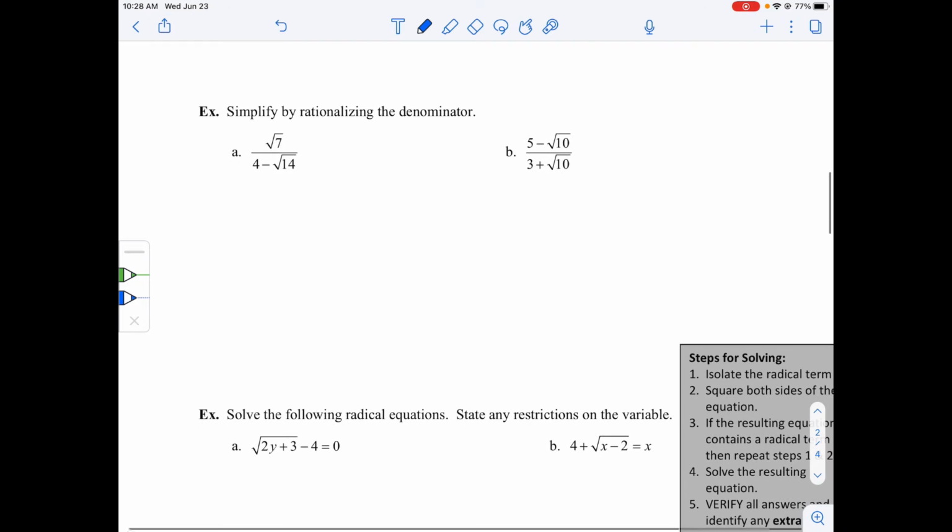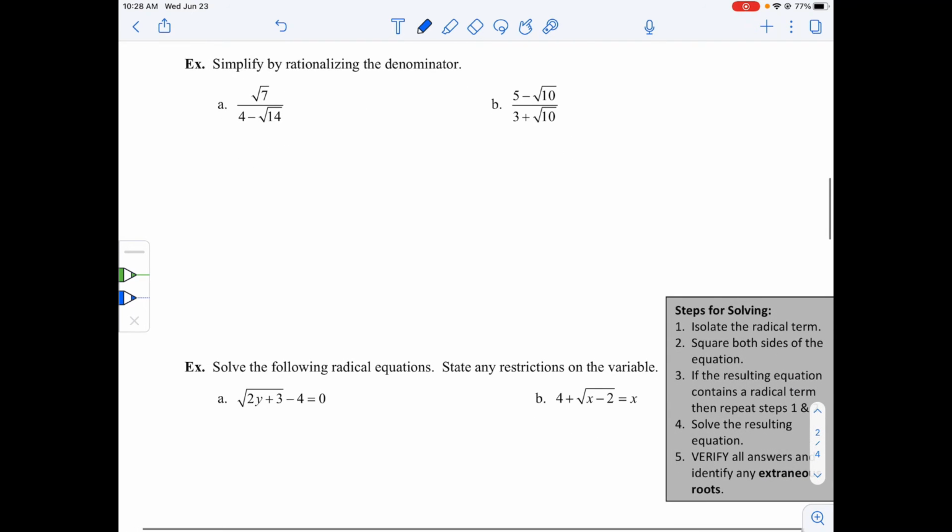If we look at the next one, we want to rationalize a binomial denominator. So what we want to do is use the binomial conjugate. So I'm going to multiply by 4 plus root 14 over 4 plus root 14. And when I distribute across here, our numerator becomes 4 root 7 plus whatever 7 times 14 is.